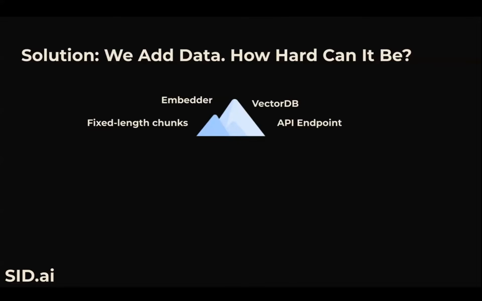And the solution seems quite simple. You just add data. And I think, especially coming in with the classical engineering mindset, the feeling is, how hard can it be? I'll just take some documents, I'll chunk them into fixed length chunks. I'll then use an embedder. I can use OpenAI's, or I can use something else. I'll throw it into a vector database. And at the end, I'll create an internal or an external API endpoint to actually get this to work.